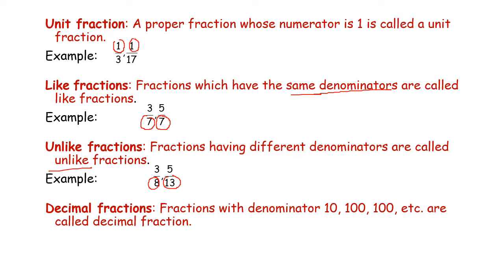What is the definition of a decimal fraction? If the denominator is 10 or 100 or 1000, here it is misprinted, it can be 1000 or even 10,000 or something, then it is called a decimal fraction. For example, 3/10, 53/100. Actually, calculation with decimal fractions will be very easy. It will be very easy to convert a decimal fraction into a decimal number. That we'll discuss in upcoming videos.